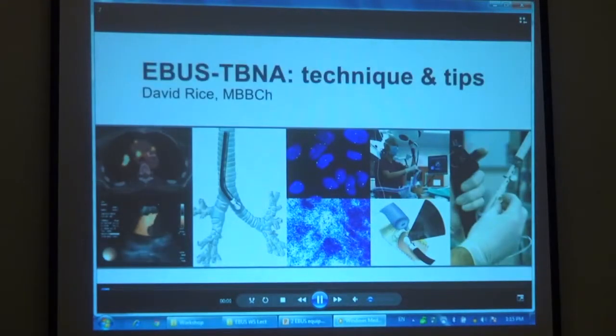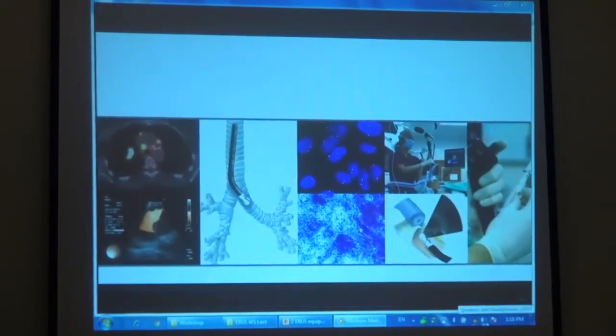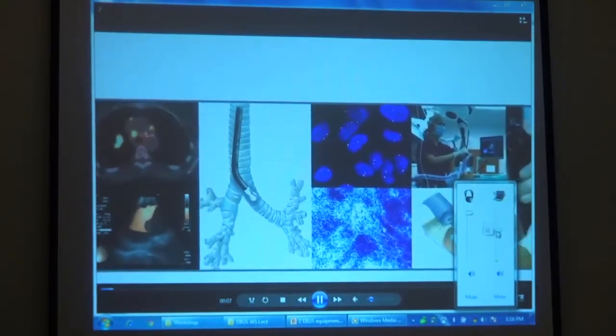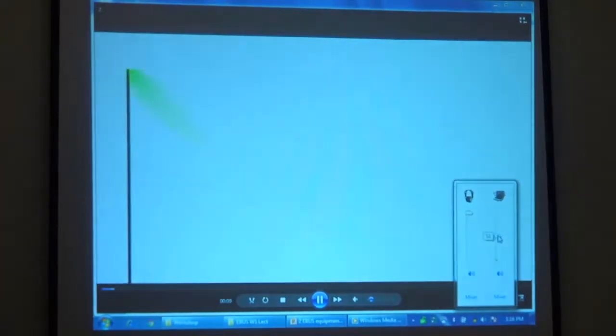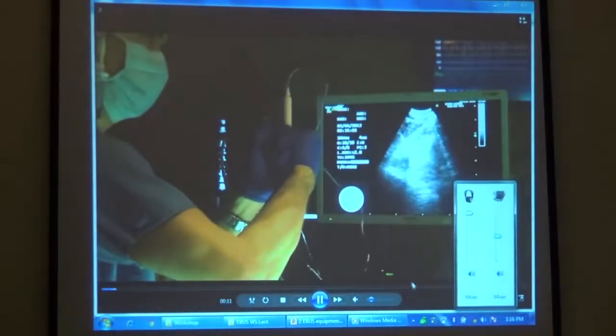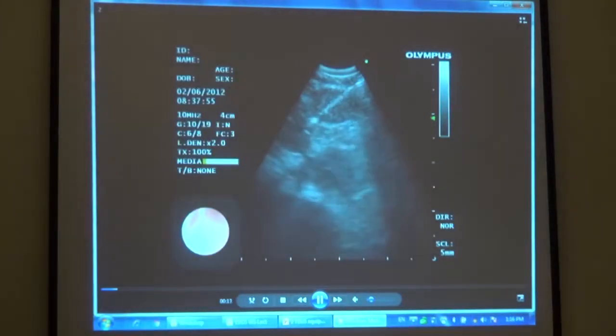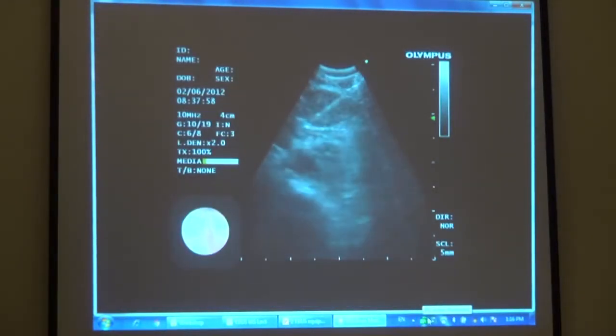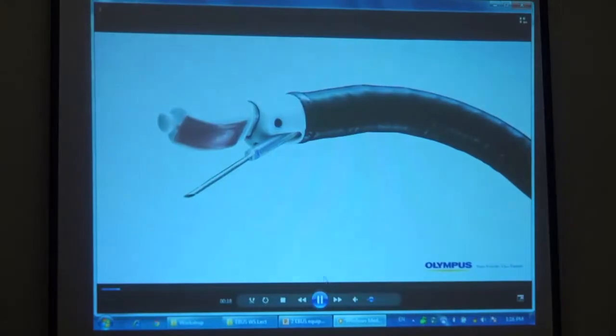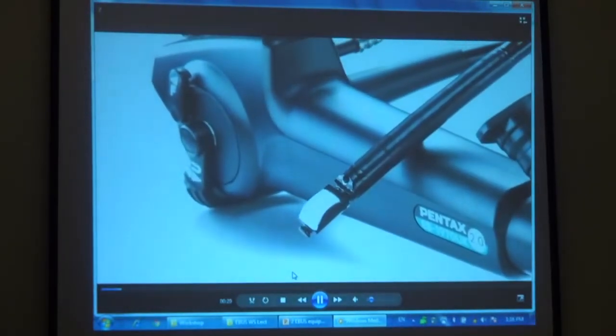Over the last decade, endobronchial ultrasound-guided fine needle aspiration has rapidly become the standard for histologic sampling of mediastinal lymph nodes. This video will describe the technique for performing EBUS-FNA and will highlight procedures that will optimize specimen yield and improve staging accuracy. There are currently three manufacturers of EBUS bronchoscopes: Olympus, Pentax, and Fujifilm.